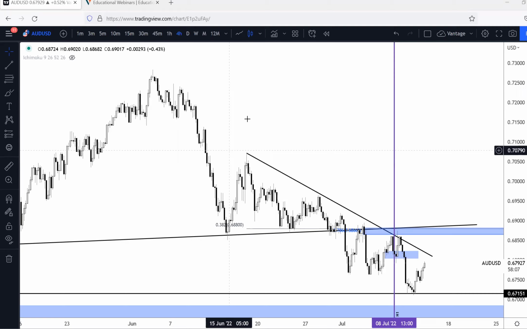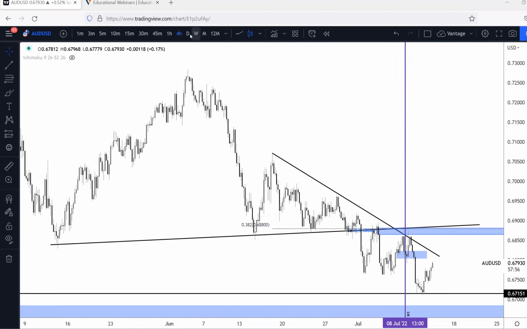Okay, so without further ado, let's start. So this is the first setup that we have on Aussie Dollar. So previously on Aussie Dollar, this was the call that was made. So this was done last Friday.